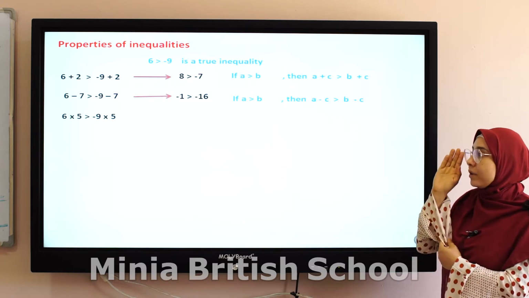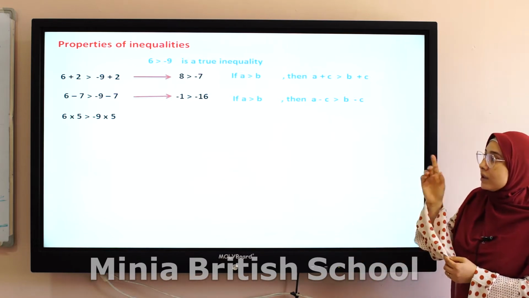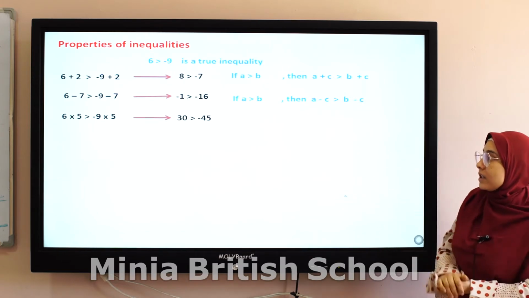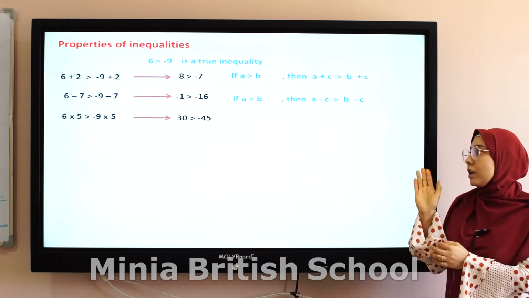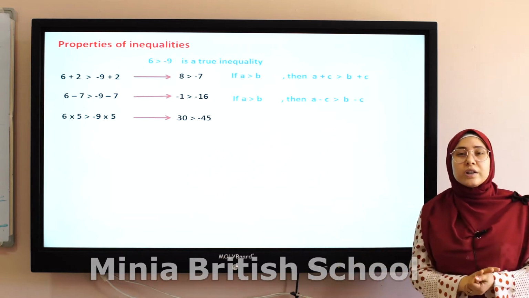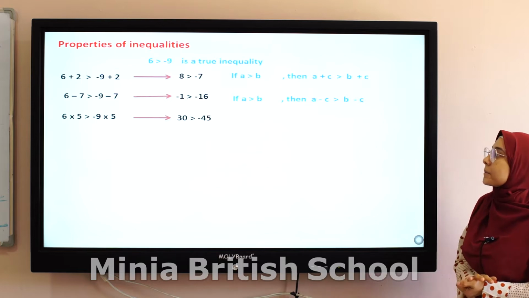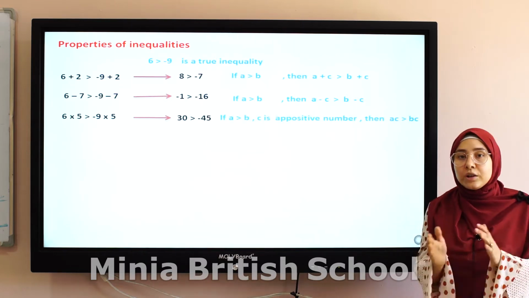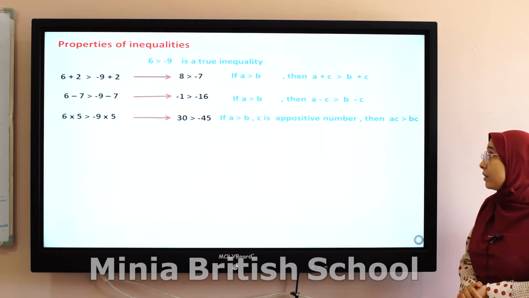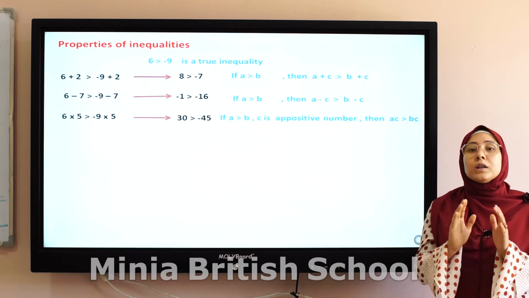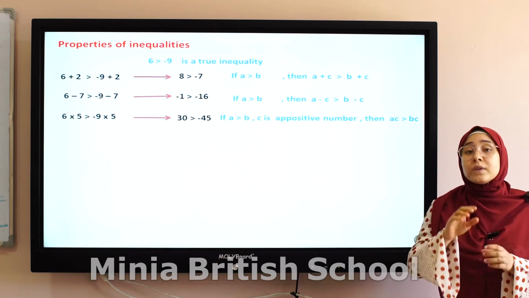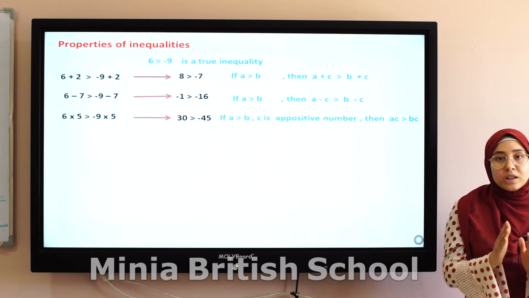Here, if I multiply the first inequality by 5, so 6 times 5 equals 30, and -9 times 5 equals -45. So 30 greater than -45, it's also a true statement. So if A greater than B and C is a positive number, then AC greater than BC. So in general, multiplying the two sides of the inequality by a positive number doesn't change the inequality relation.